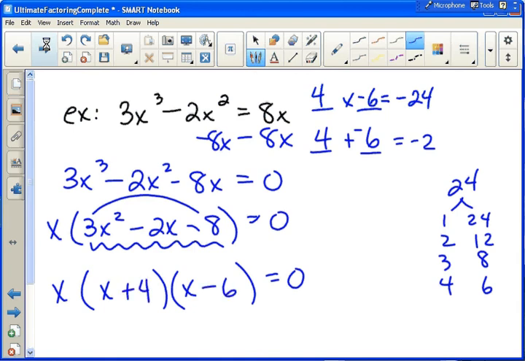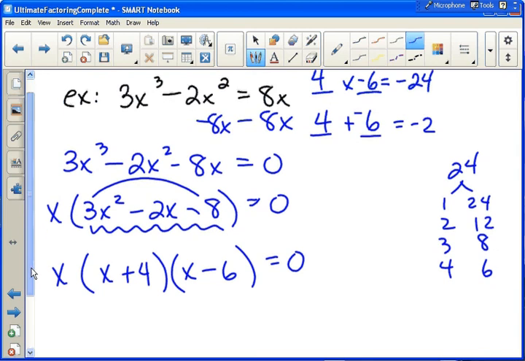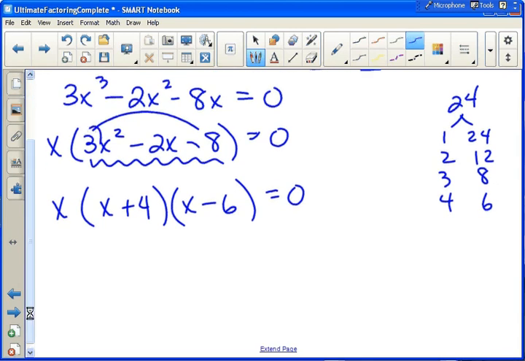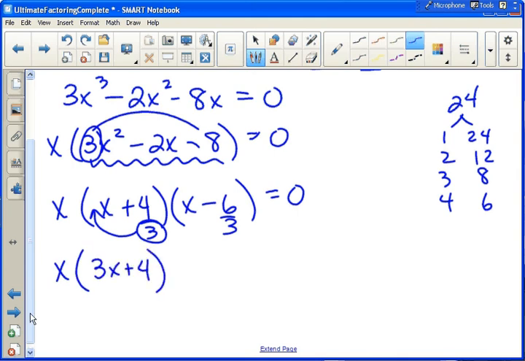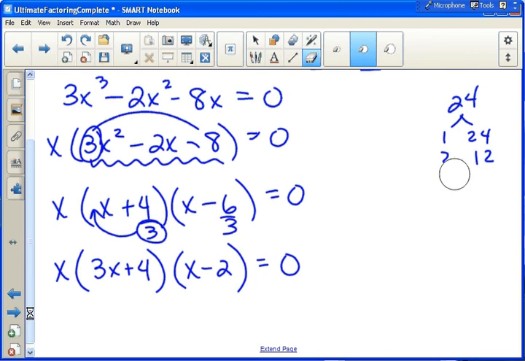Here, 4 over 3 does not reduce, so I take the bottom up and get 3x plus 4. Here, 6 over 3 is just 2, so there's no bottom left to bring up. So now I'm finally done factoring, and now I can set each piece equal to 0. So I'll do x equals 0. Well, that's already done for me. That's nice. 3x plus 4 equals 0, and x minus 2 equals 0.